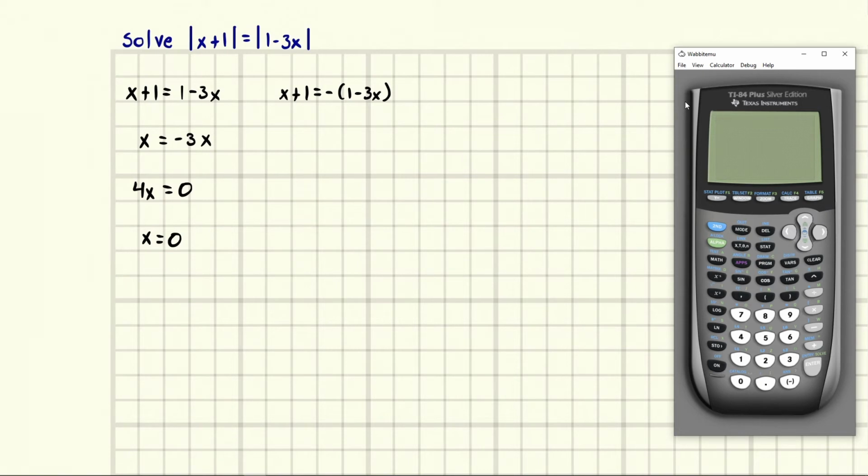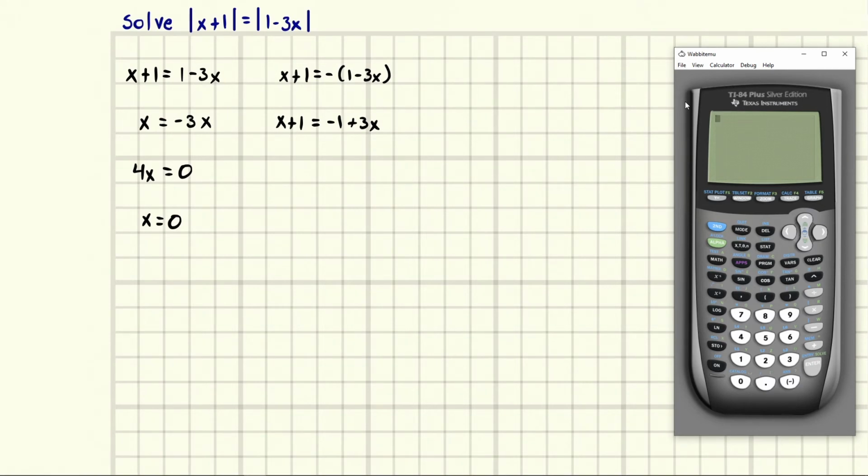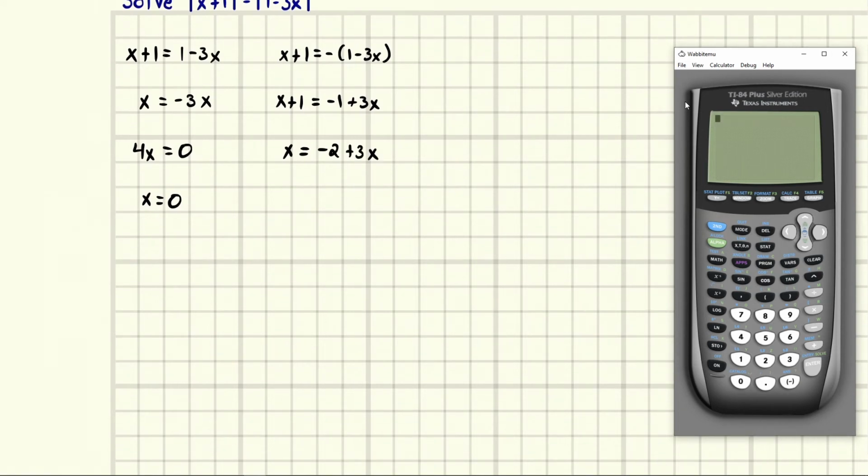Now for the negative case, I'm going to first distribute that negative. So we get x plus 1 equals negative 1 plus 3x. Now I'm going to simply move the 1 over. I'm going to subtract 1 from both sides, and we get x equals negative 2 plus 3x. Now I'm going to move the 3x over and subtract 3x from both sides. So we get negative 2x equals negative 2. And on this one, we get that x is equal to 1.